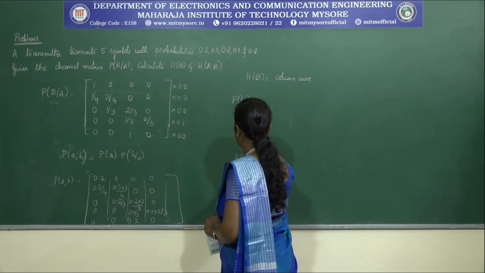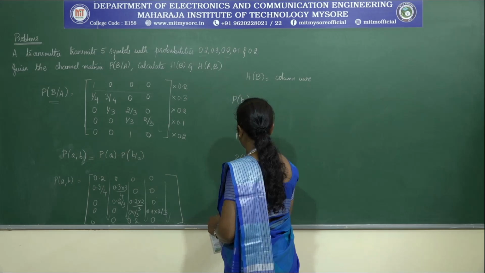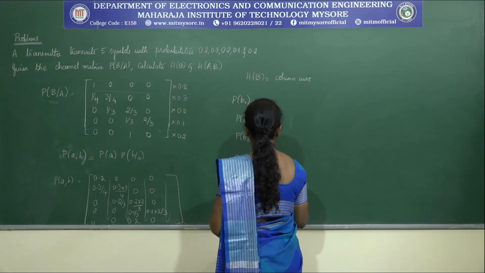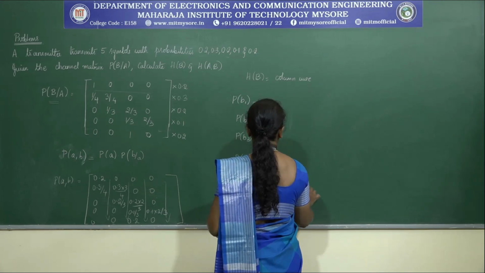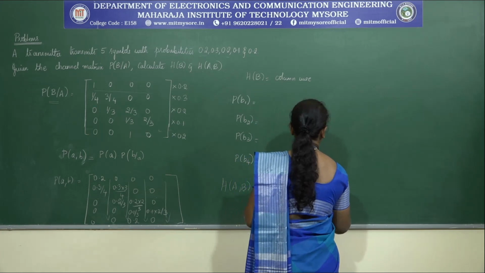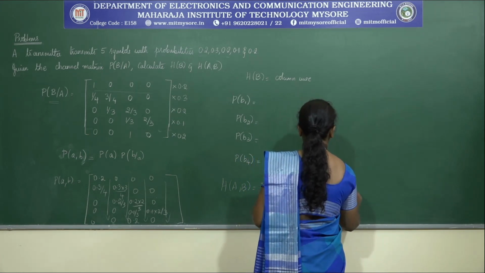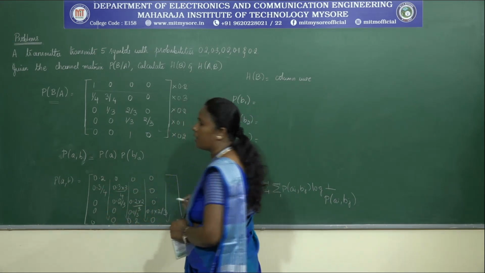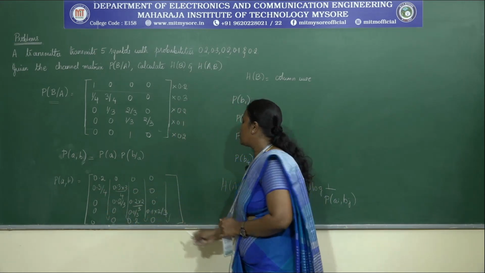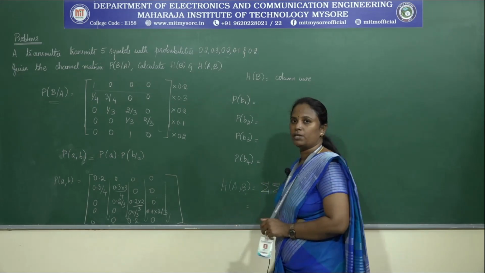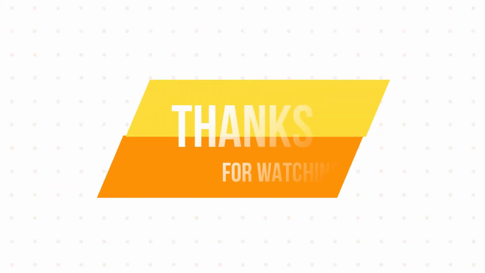Then you need to find H of A comma B, which is nothing but the double summation of the joint probabilities present in the matrix. So the whole set of elements we have represented here has to be substituted here, and you need to calculate H of A, B.